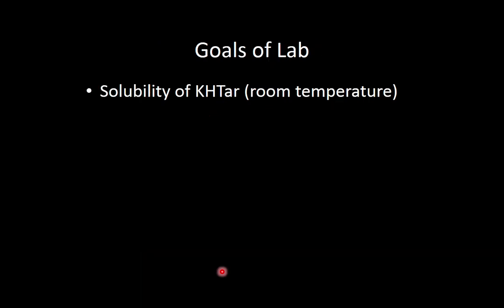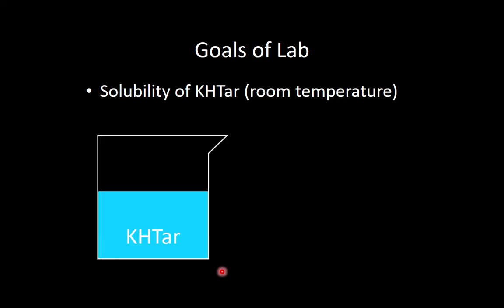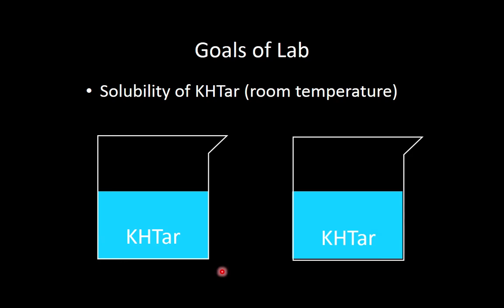So overall, there are going to be two goals of the lab today. We're going to look at the solubility of KHTar at around room temperature. It's around 20 degrees. Solubility does depend on temperature, though. That's important to remember. So we're going to look at solubility of KHTar in water. Another part of the lab you're going to do is going to be looking at the solubility of KHTar with something else there. And the something else that's going to be there is going to be KCl. So that's also going to be in the water. And what we're going to discover is how the solubility of KHTar is affected by the presence of KCl.